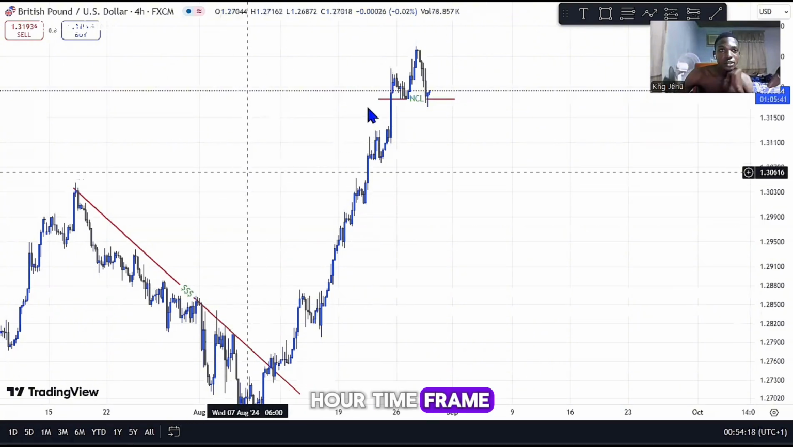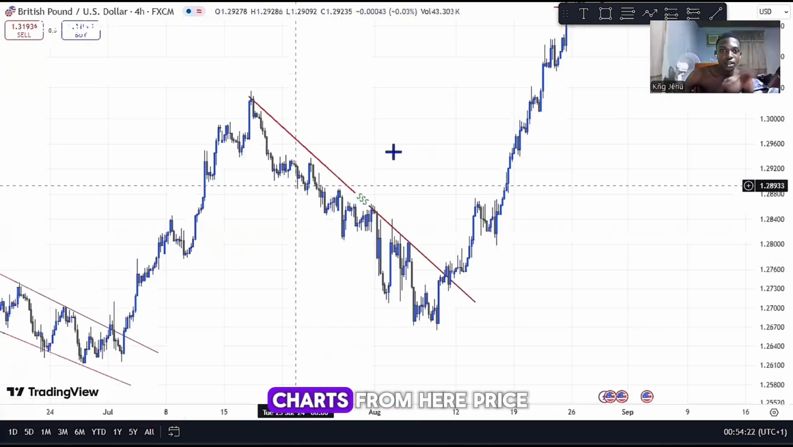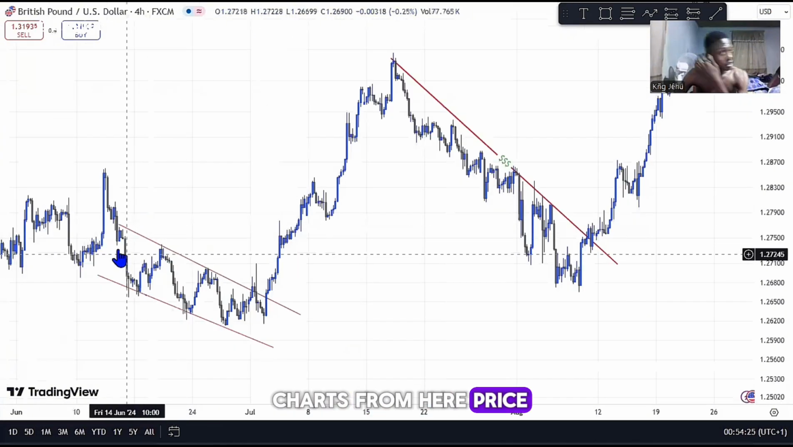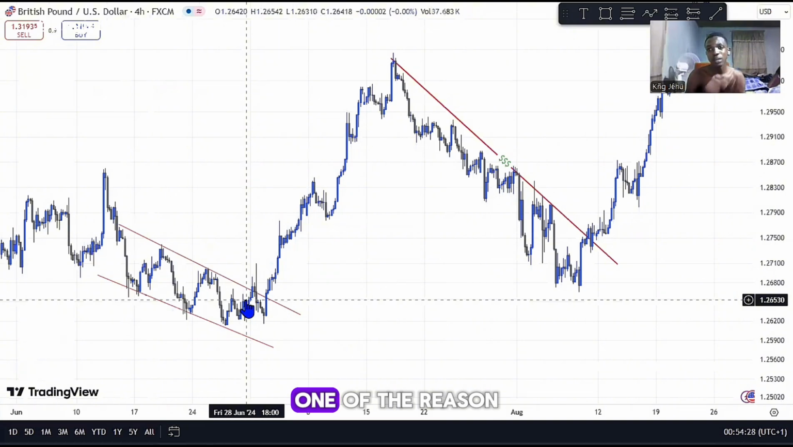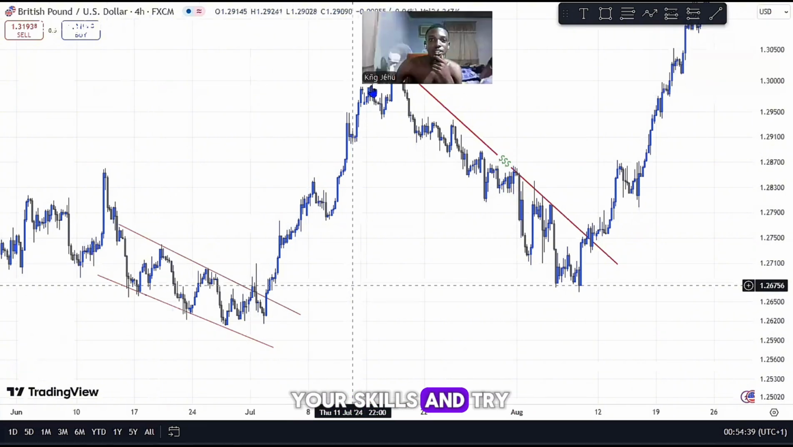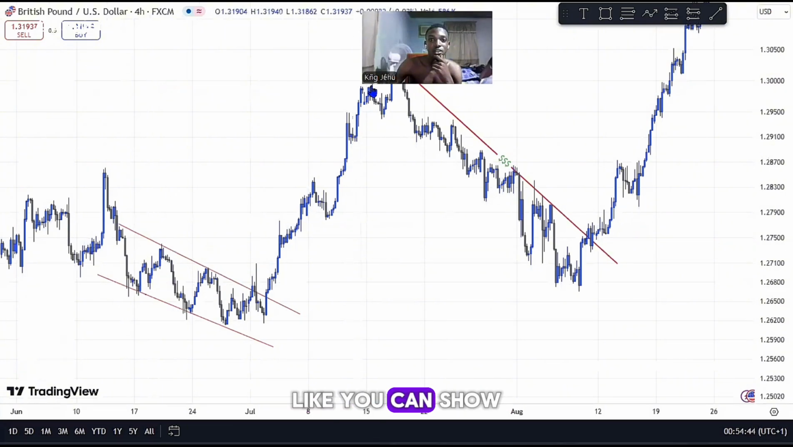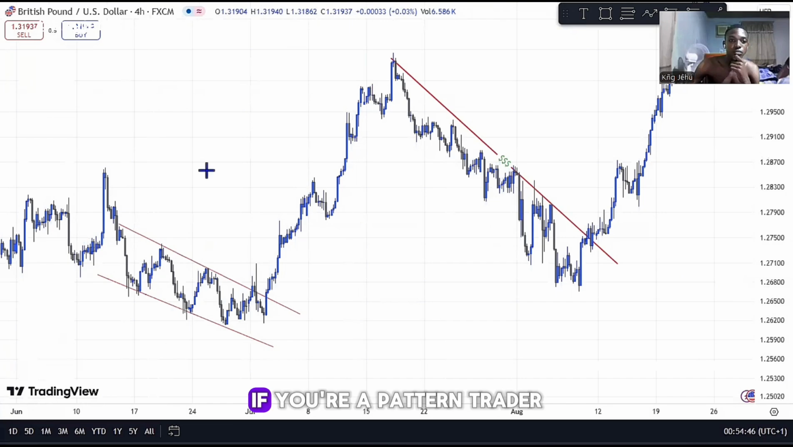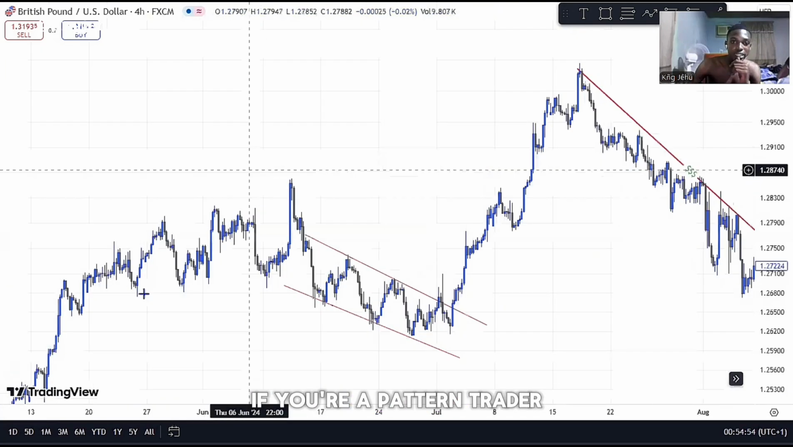this is a 4-hour time frame, and looking at this chart from here, price respected this channel, and one of the reasons why I like GBPUSD is that it normally respects trend lines easily. Like if you're a trend line trader and you're someone that is very used to trading trend lines, GBPUSD is where you can execute your skills and try your analysis. You can really discover the power of your trading if you are a pattern trader.